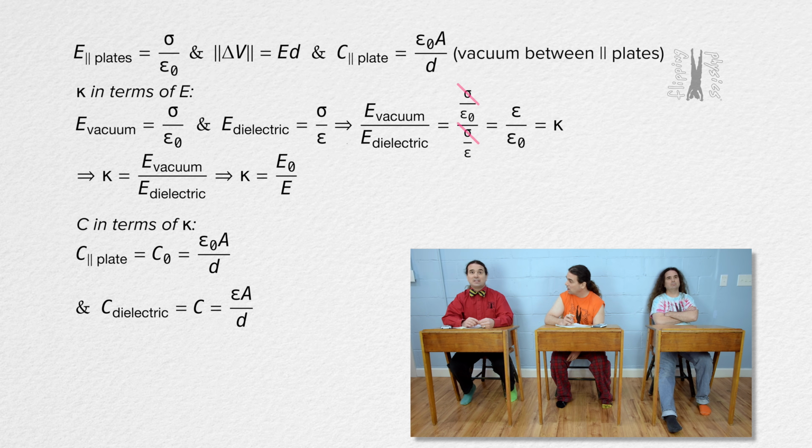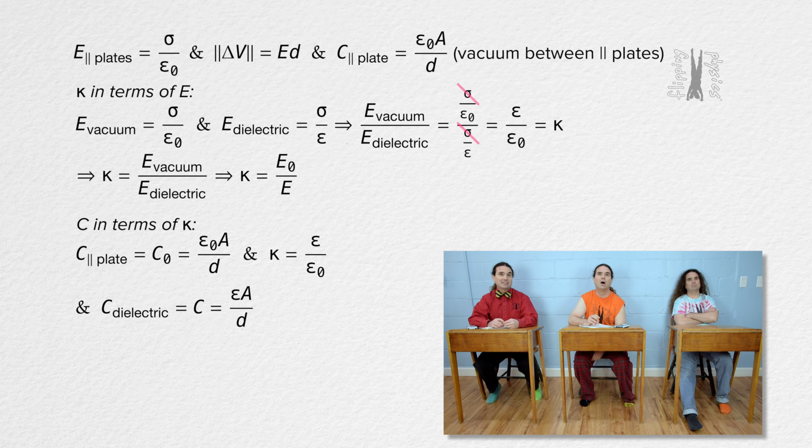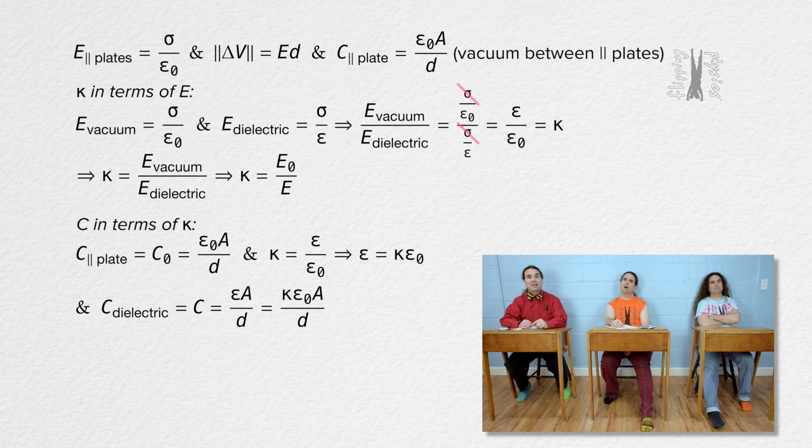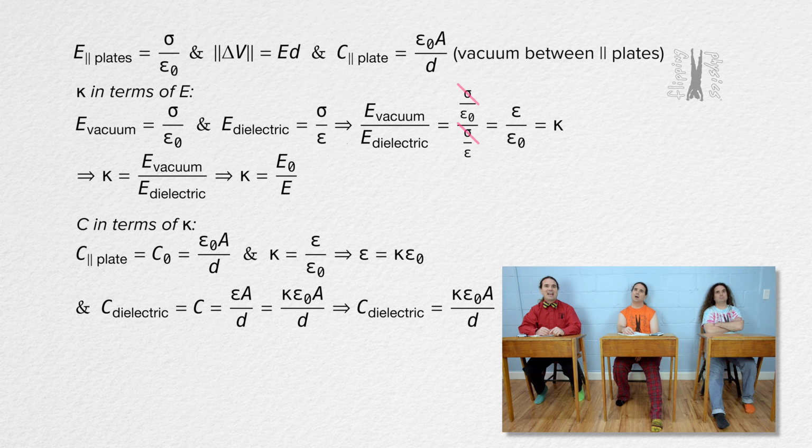And because we know the dielectric constant equals the electric permittivity of the dielectric material divided by the electric permittivity of free space, we know the electric permittivity of the dielectric equals the dielectric constant times the electric permittivity of free space, which we can substitute into the equation for the capacitance with a dielectric. That means the capacitance of a parallel plate capacitor with a dielectric equals the dielectric constant times the permittivity of free space times the area of one plate, all divided by the distance between the two plates.